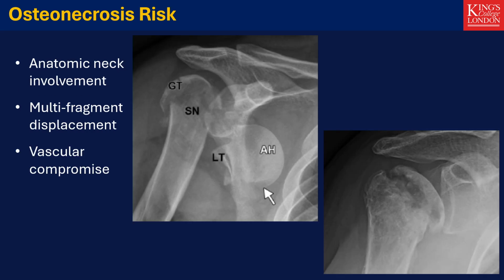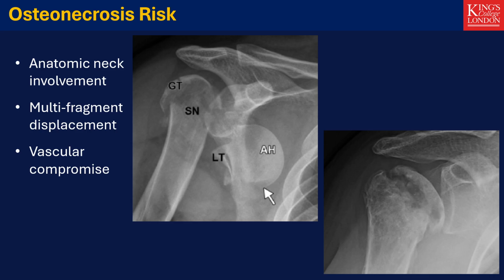Fractures involving the anatomic neck or significant displacement increase the risk of osteonecrosis. Although AVN is not visible initially, fracture configuration predicts risk. Follow-up imaging may demonstrate sclerosis, collapse, or articular irregularity.